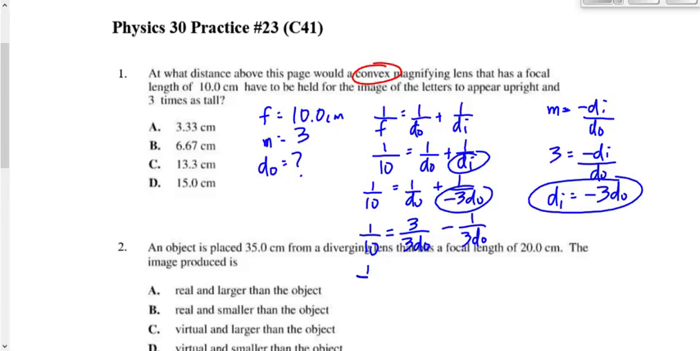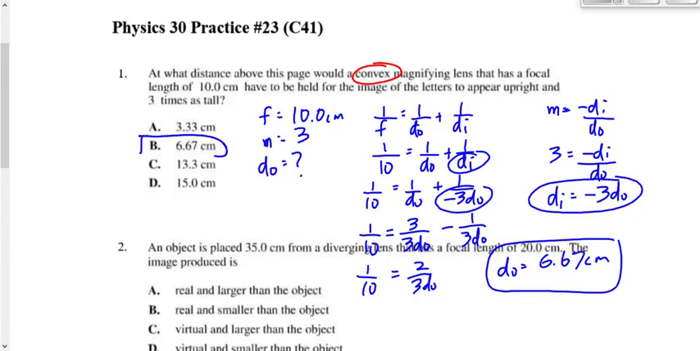So now we've got 1 over 10 equals 2 over 3 DO, and now it becomes pretty straightforward, actually. We solve for DO here, and it ends up becoming 6.67 centimeters. So my answer would be B for this one.